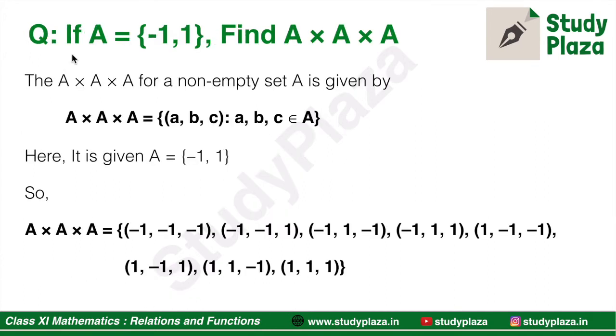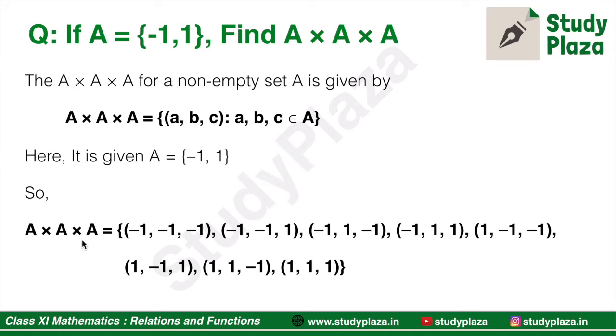Let us solve one question, and the statement of the question is: let A equal to {minus 1, 1}. It means there are two elements in set A, and we have to find A cross A cross A. That is, we have to find the Cartesian product of three sets, and we will get ordered triplets. Let a, b and c be the members of the ordered triplet, so that a, b, c belong to set A, and set A has two elements, that is minus 1 and 1.